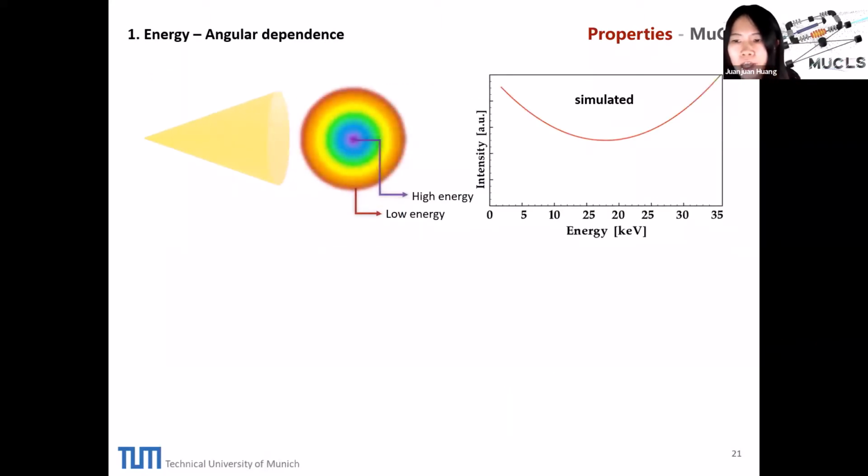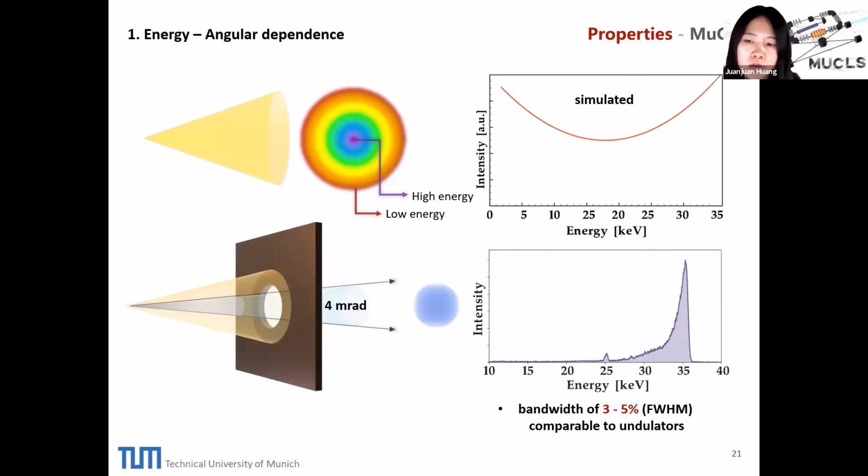The X-ray beam actually has an energy gradient. That means the more central the X-rays, the higher the X-ray energy. If we consider the X-rays emitted in a 4 pi full angle, this is the simulated spectrum. However, in this source, we have an aperture which constrains the divergence to 4 milliradians and cuts off all this lower energy flux. Therefore, the bandwidth is much smaller, around 3% to 5%. And this is a measured spectrum of a 35 keV configuration. The tiny peak here is due to fluorescence from the solder of the detector.